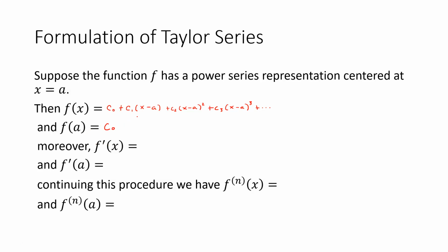Moreover, if I were to take the derivative of this function, what would that look like? So then c0 is gone, and now my new constant term is c1. And the next term here, the derivative would be 2c2 (x minus a), 3c3 (x minus a) squared, and so on. So f prime of a, now when I evaluate our derivative at a, leaves me with c1.